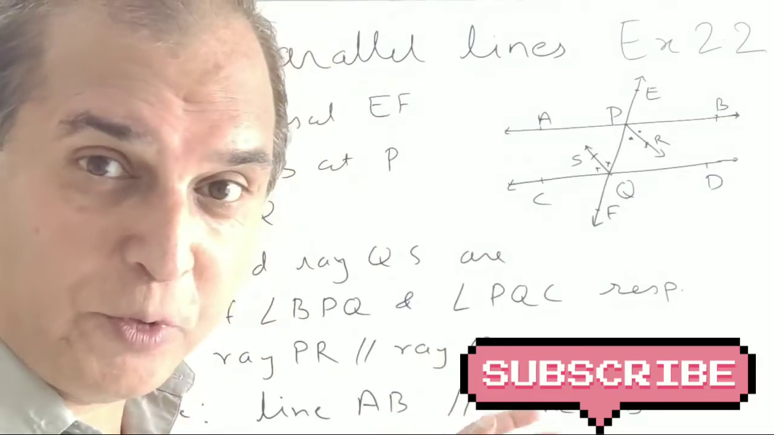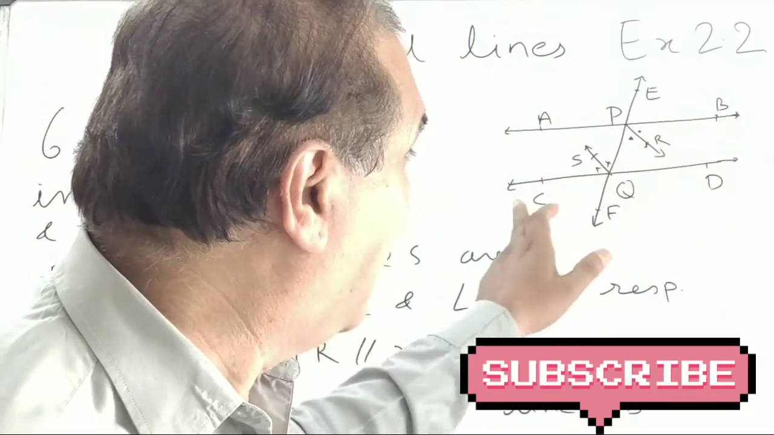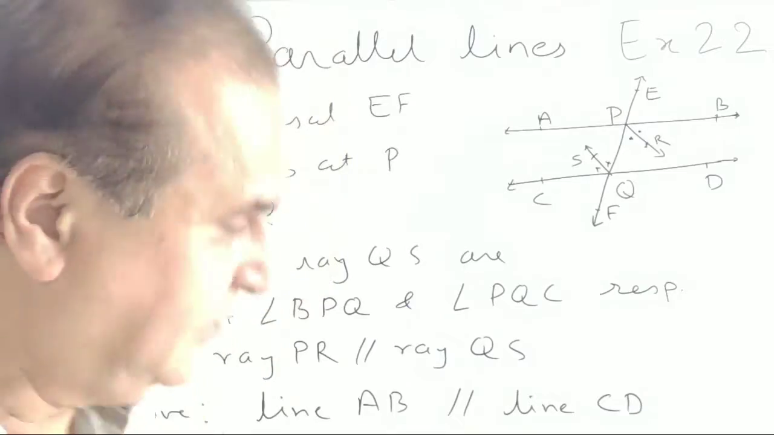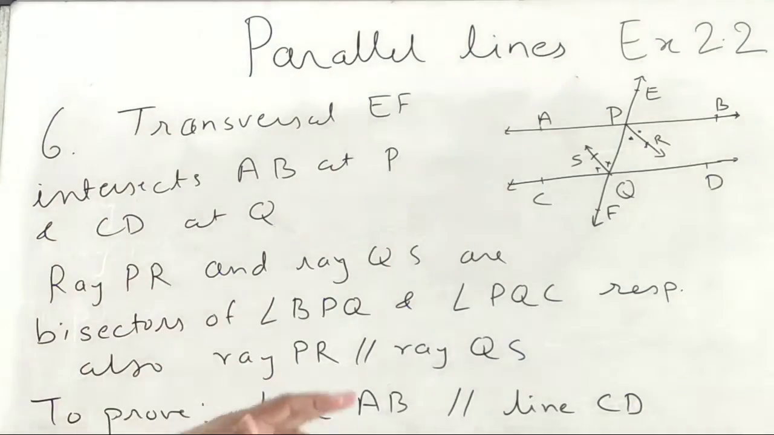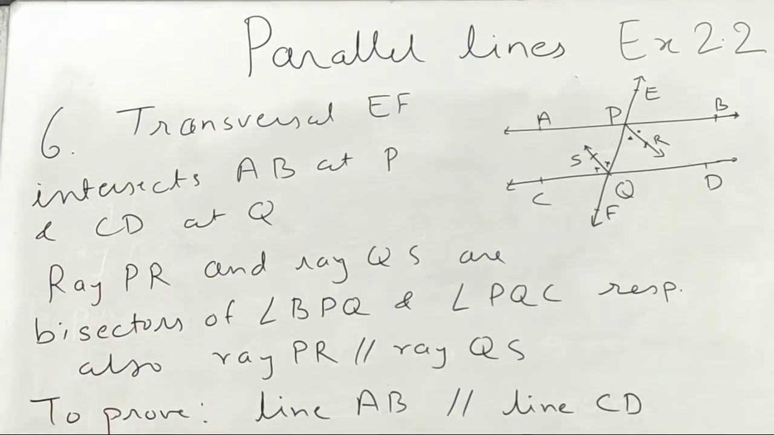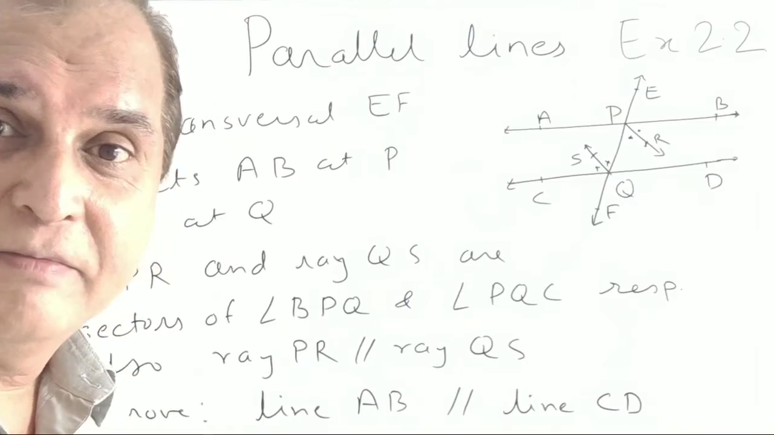And what you have to prove? Line AB is parallel to line CD. Okay. So this is given, write everything properly. Draw the figure, given, to prove, proof. This is geometry, you have to write everything systematically.